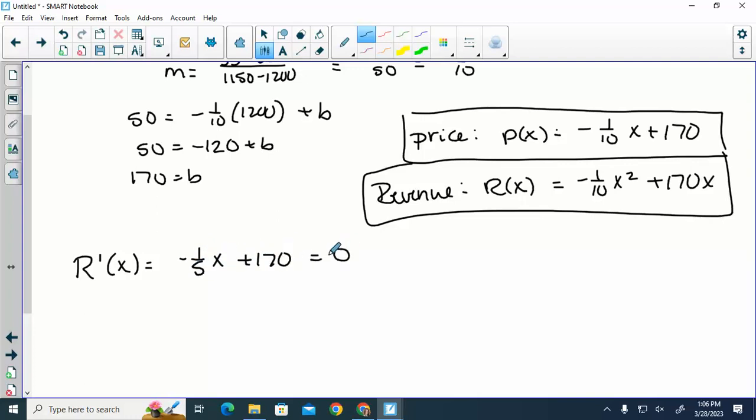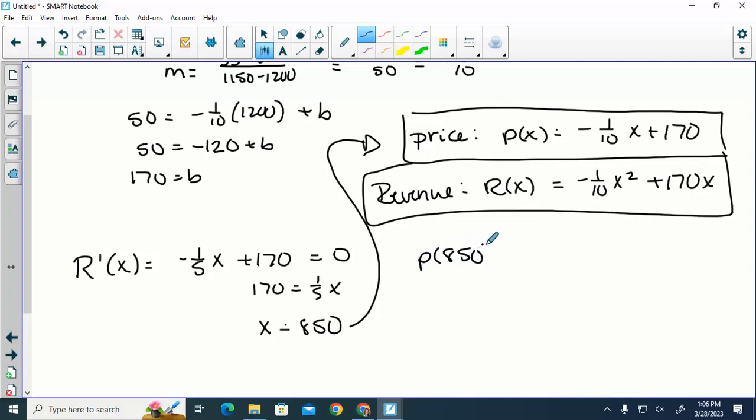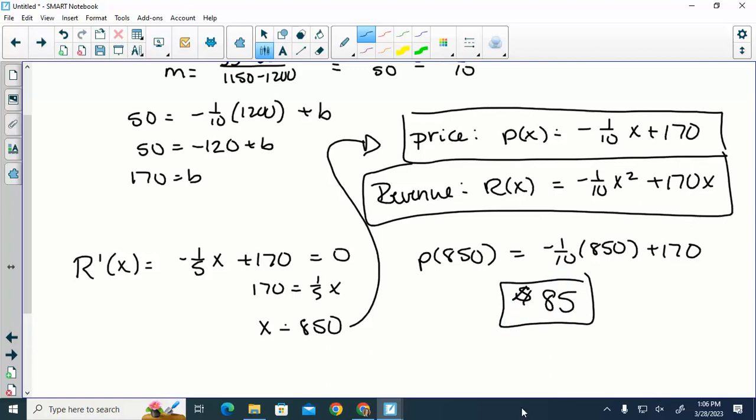Anytime we maximize or minimize, its derivative equal to 0. So we get 850. That's my x. The question was the price. So now I have to plug the 850 into this price equation. So -1/10 times 850 is -85 plus 170. And we get that the price should be $85 a ticket. All right. Could we handle something like that? We did quite a few of those when we were optimizing, so.